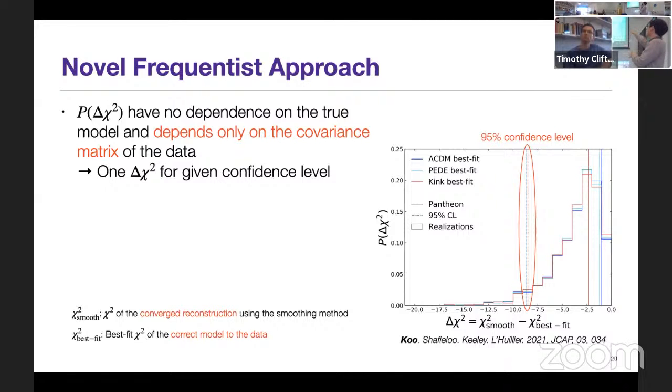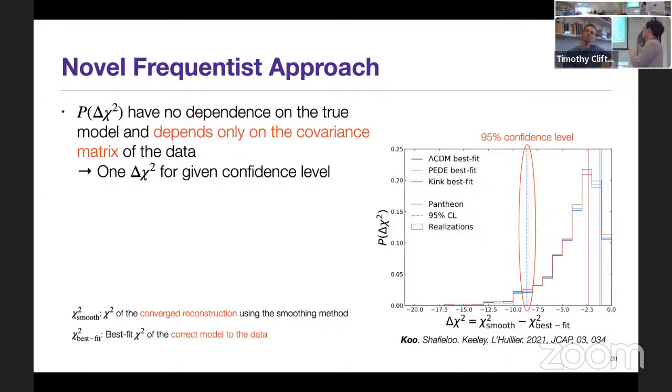You can see many different distributions here, which are the cases when different models are assumed as the fiducial model. But still, we are testing the fiducial model. So that's the same, but the fiducial models are different for each distribution. And you can see that the distributions from the different fiducial models are consistent with each other. This indicates that P of delta chi-square has no dependence on the true model and depends only on the covariance matrix of the data.